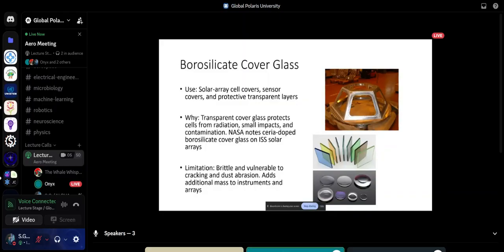Now, limitations for this is that it's very brittle. Keep in mind it is glass. It is vulnerable to cracking, and overall it will experience dust abrasion, but ensuring the right thickness of glass, the right composition of glass, is very crucial in order to allow it to be survivable in the conditions that it will be operating in. And it also adds additional mass to instruments and arrays.